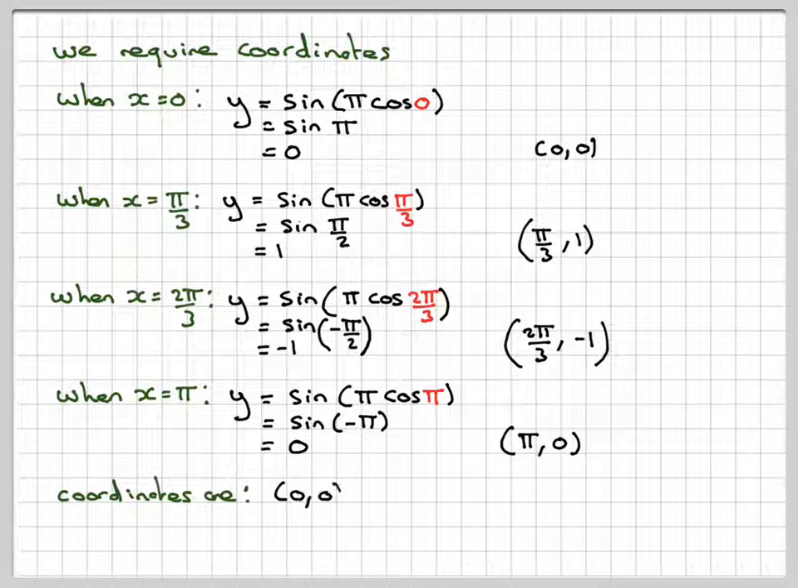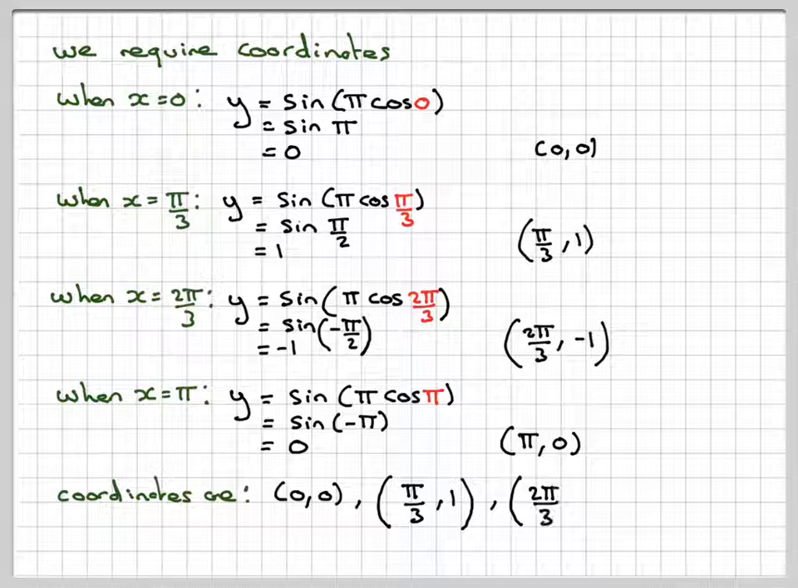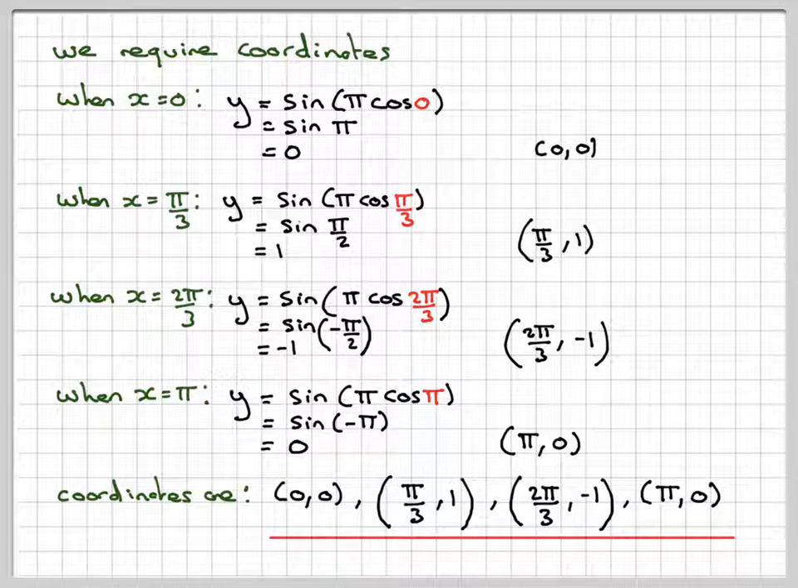So the coordinates are going to be 0, 0, pi by 3, comma 1, 2 pi by 3, comma minus 1, and pi, comma 0. These are the 4 answers to this problem. So this is a late question on the IB exam, and therefore you're going to be expected to make links between different bits of the course. I hope you've understood, and I thank you very much for watching.